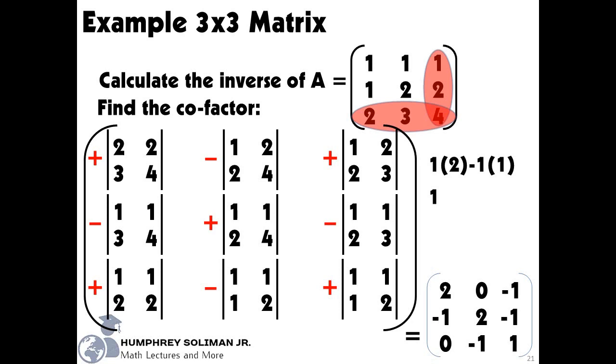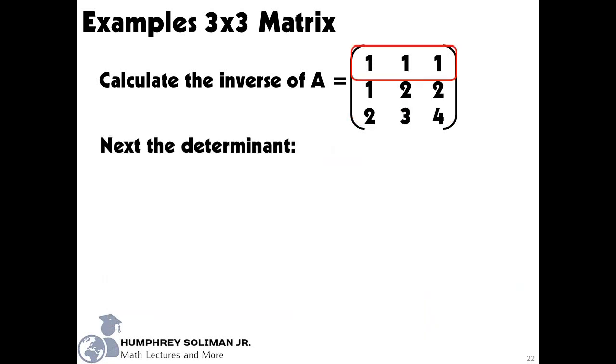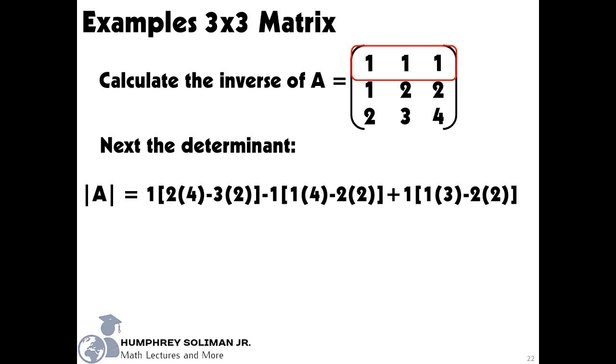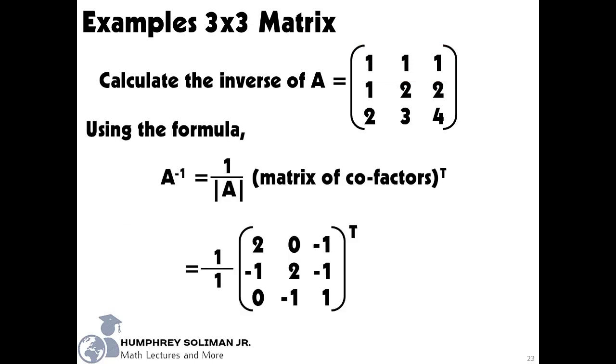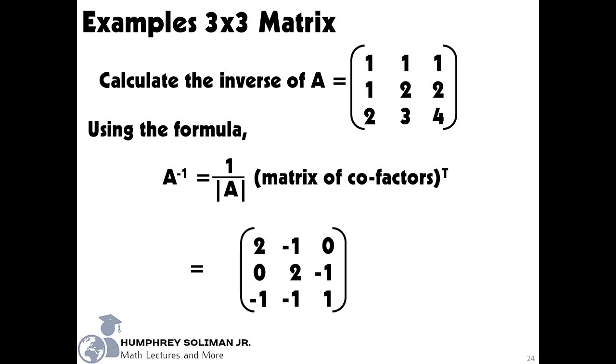Our next step is to find the determinant of matrix A. Using the method we discussed earlier, we can get the determinant equal to 1. And going back to our formula for the inverse of the matrix, the inverse of matrix A is equal to 1 over the determinant of matrix A, which is 1, times the transpose of the cofactor matrix we got previously. So our answer will be the matrix shown here.